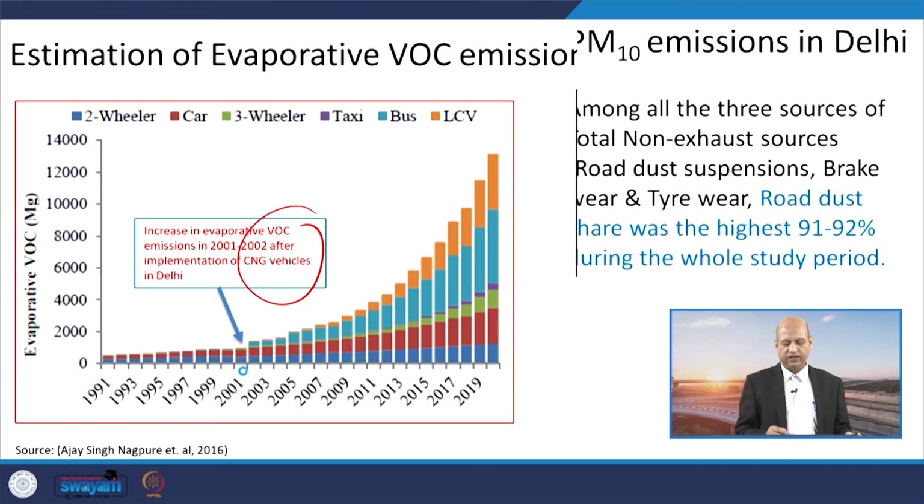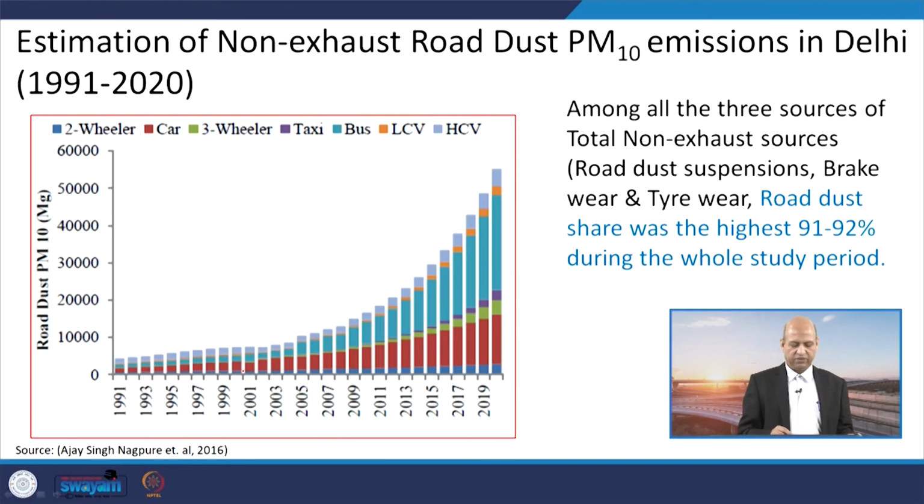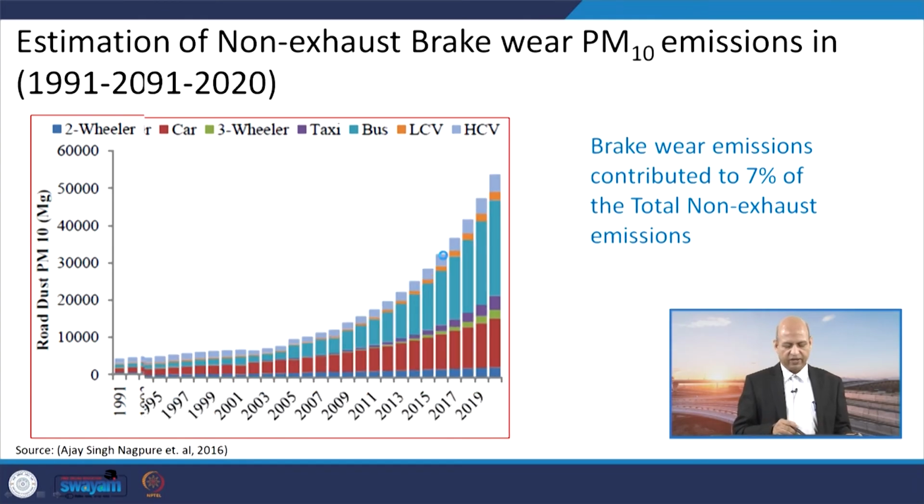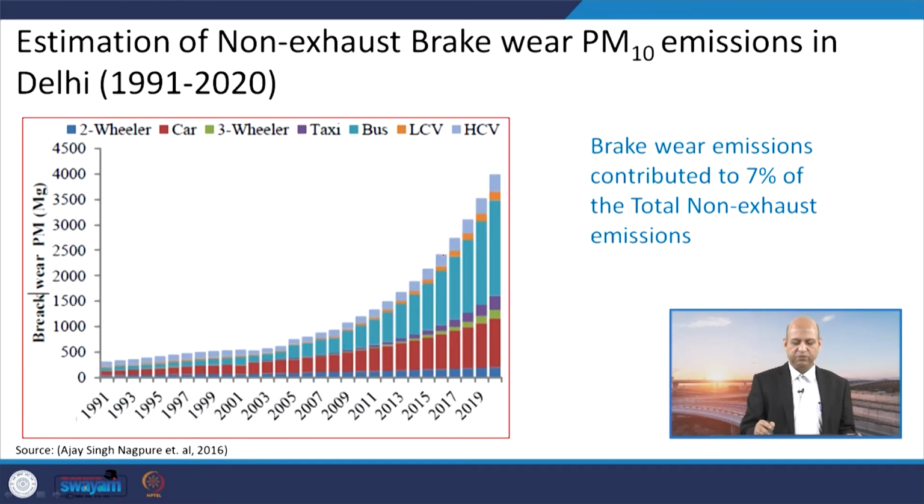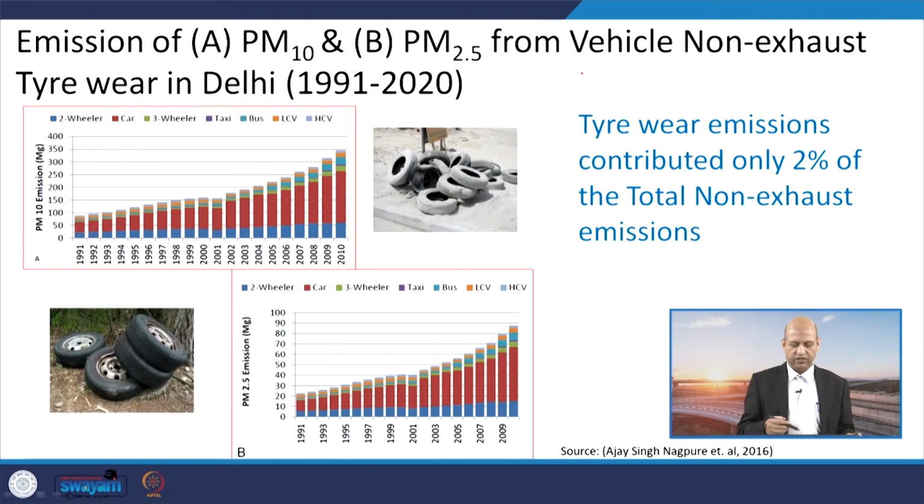Well, there is an increase in VOCs, okay, you can see the implementation of CNG vehicles was there, and then it also increased. Then we can see the estimations of non-exhaust road dust and PM10 emissions from the road dust. So, that was estimated as increasing over the years. Similarly, PM10 from brake wear also increased, because the number of vehicles is increasing. So, naturally it is increasing.